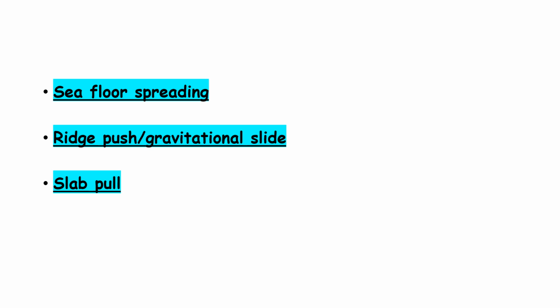I've already talked about seafloor spreading, but I will repeat it. But there are additional theories, ridge push, gravitational slide, and slab pull, which are additional bits of theory which don't contradict the convection cell. The convection cell we think occurs, but a lot of scientists think that on its own it's not enough to explain the full story of what's going on.